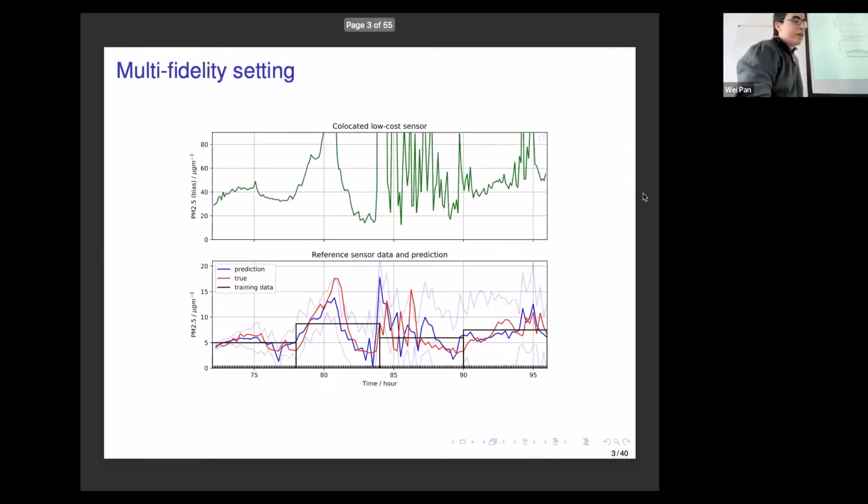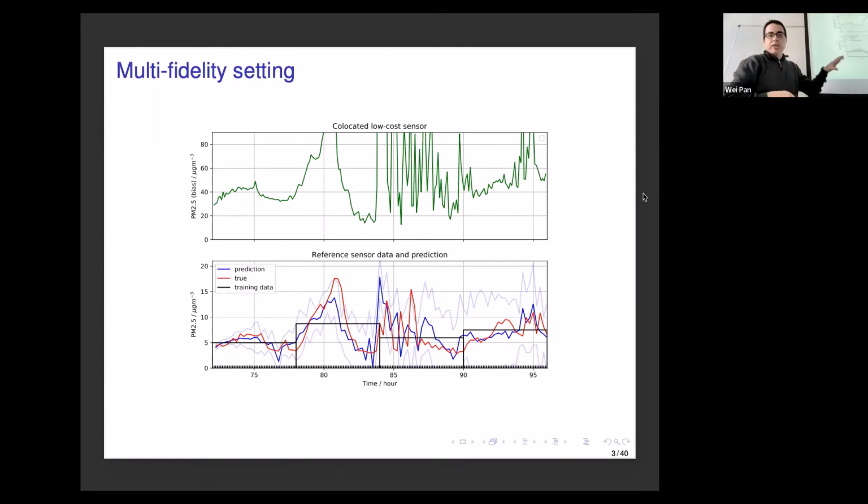Another example of a multi-fidelity setting is this one. On the top panel, I have a low-cost sensor of air pollution, and I'm able to get these measurements every minute. And then on the lower panel, the black line is a high-quality sensor, but I'm only able to take these measurements every 10 minutes. So if I can create a joint model that is able to gather the strengths of each of these data sets, will I be able to make predictions for high-quality data more frequently? So that's the multi-fidelity setting here.